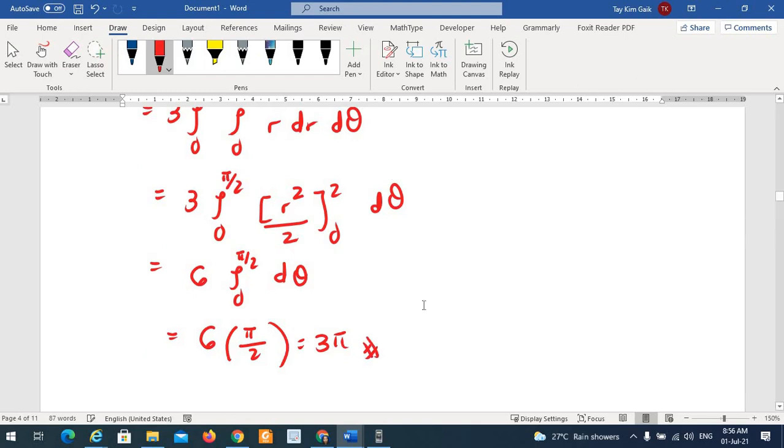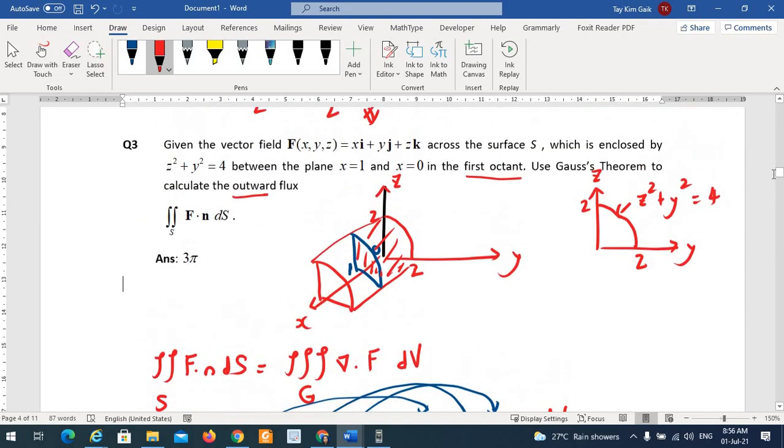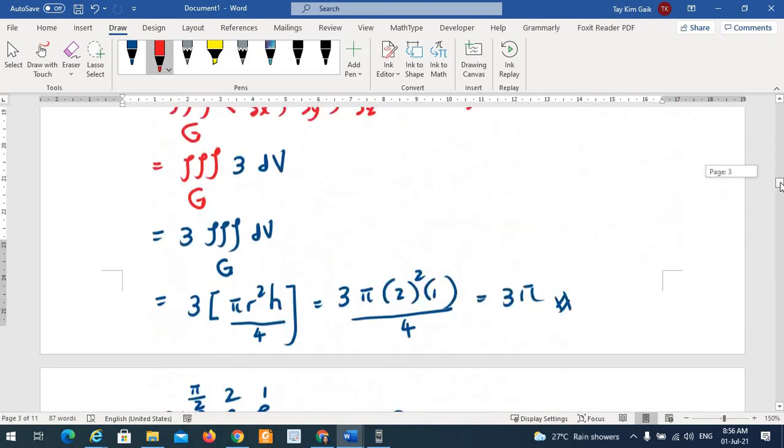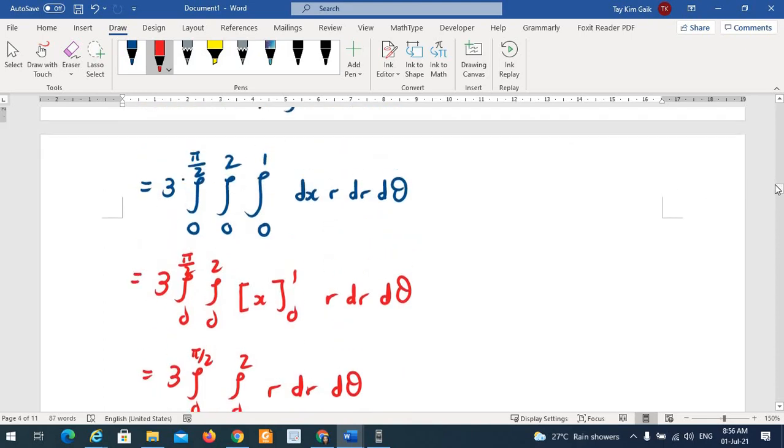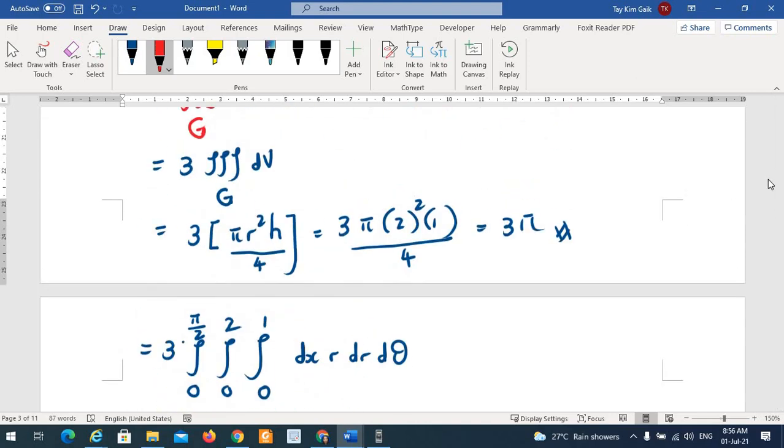So this is using the triple integral, but I saw the cylinder is parallel with the x-axis, so I integrate with respect to x first, and the projection is the quadrant of a circle. So for dz dy I use r dr d theta. So x from 0 to 1, r from 0 to 2, theta from 0 to pi over 2. The easiest is the first one. The second one uses cylindrical coordinates.